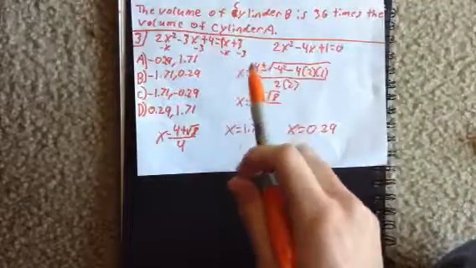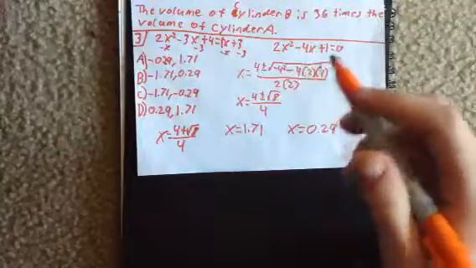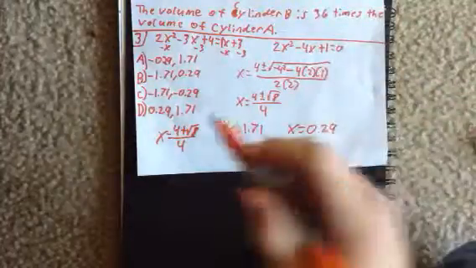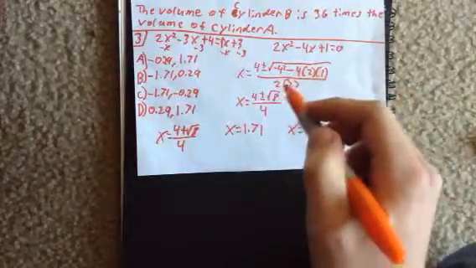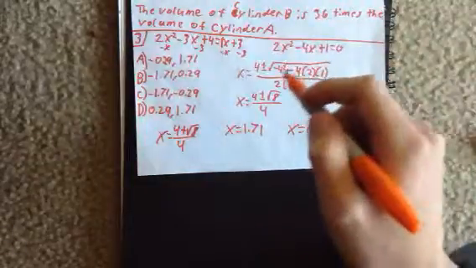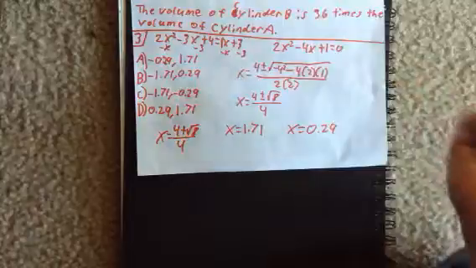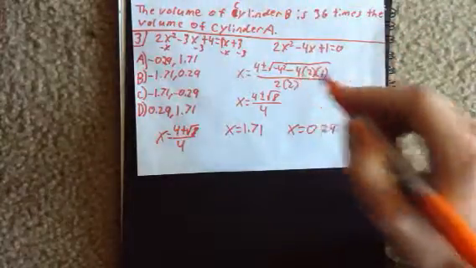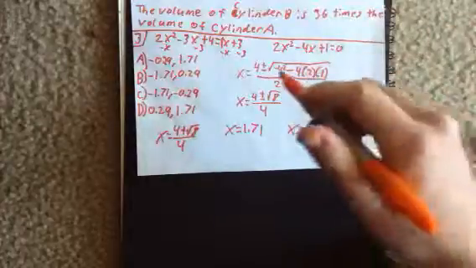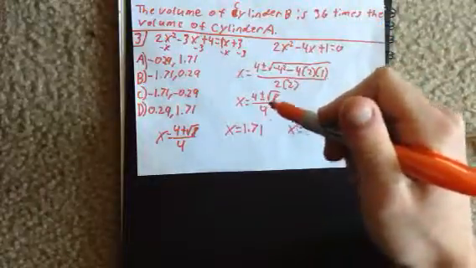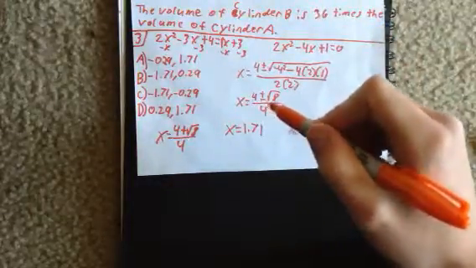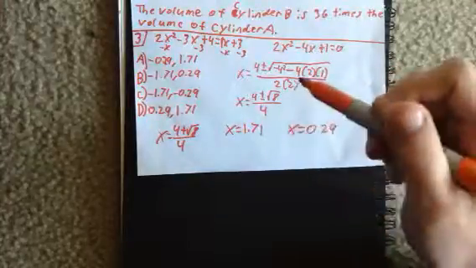Plug that equation into the formula we used up here, and we have x equals 4 plus or minus the square root of negative 4 squared minus 4 times 2 times 1, over 2 times 2. Let's simplify up here first. Negative 4 squared equals 16. 4 times 2 times 1: 4 times 2 equals 8, 8 times 1 equals 8. So our simplified equation is x equals 4 plus or minus the square root of 8 over 4.